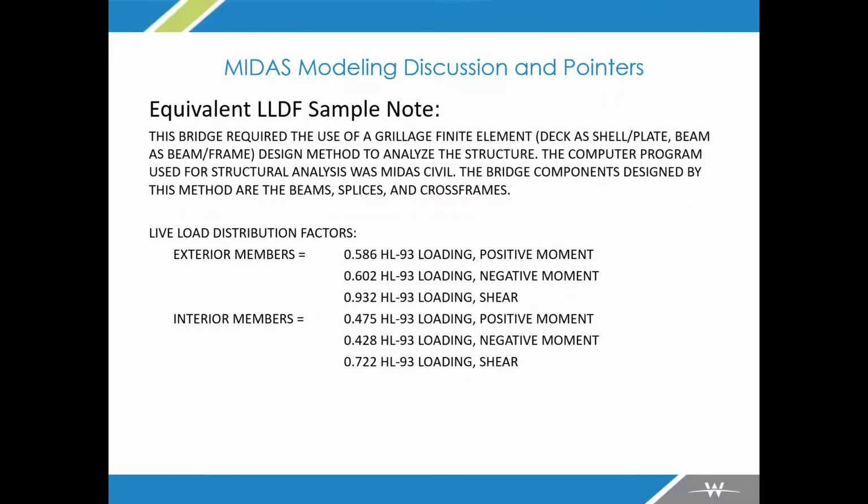And here's a sample note of what that looks like. In this case, I said the bridge required the use of a grillage finite element, deck as shell or plate, and beam as beam or frame, which is that 2D plus design method to analyze the structure, computer program used for structural analysis by Civil. Bridge components designed by this method are beams, splices, and cross frames. Basically, the superstructure was developed by this method. And then you can see here are distribution factors for exterior and interior, again at positive, negative, and shear. And these are just worst case, essentially. So that's a sample note of how you might incorporate that.